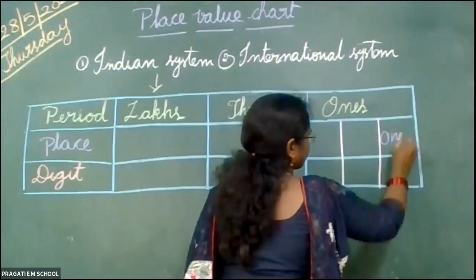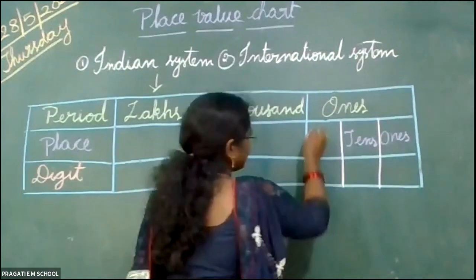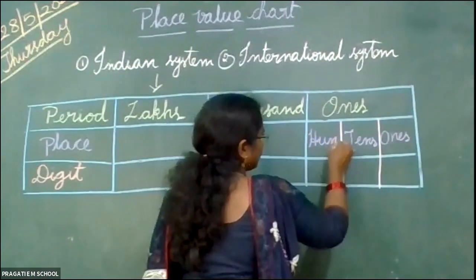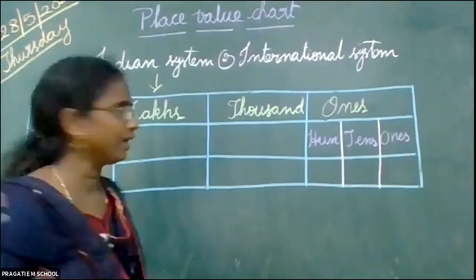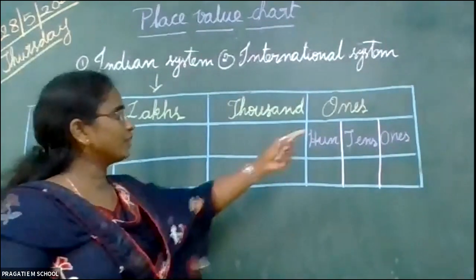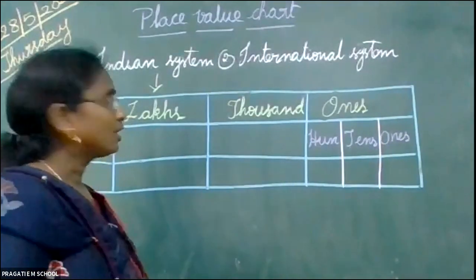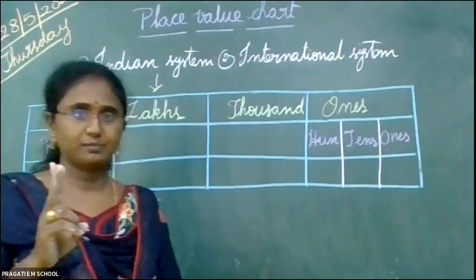Ones, tens, hundreds. I use here the shortcut. You know that hundreds, H. I use their shortcut only. So ones, tens, and hundreds. But thousands, it has two places.